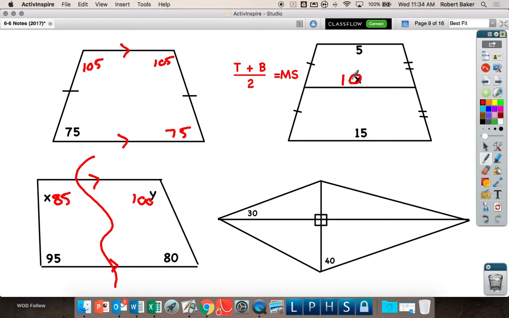Alright, here's a kite. All of the stuff you can solve for, you have one angle on the top, you have one angle on the bottom. There probably should be some markings like this to signify that it is a kite. How do y'all want to approach that one? 30 plus 90. 30 plus 90.